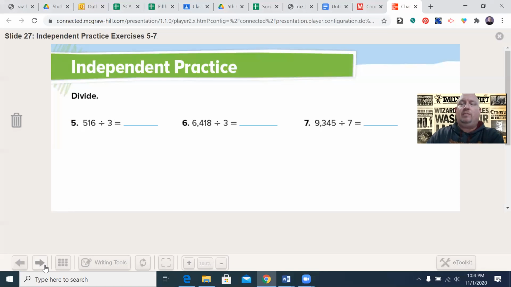So go ahead and do these 3 problems. My advice is you write it so that it looks more like this. So your divisor is on the outside, and you have the dividend like that. So go ahead and pause the video. I'll see you on the other side. Welcome back. Let's see how you did. Number 5 was 172. Number 6 was 2,139, remainder 1. And number 7, 1,335.